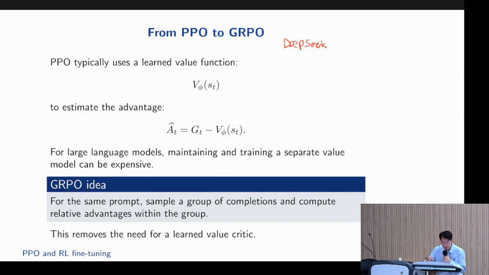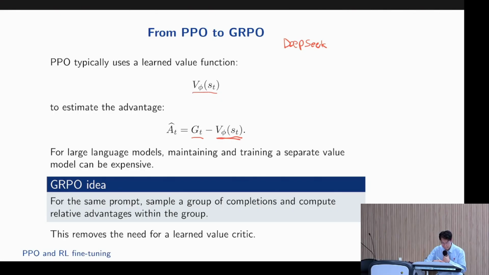So they just modified it just a little bit. If you look at the PPO objective, it uses a learned value function V of phi. You take the actual return-to-go you obtained and subtract it from this neural network estimate, basically the average expected reward.